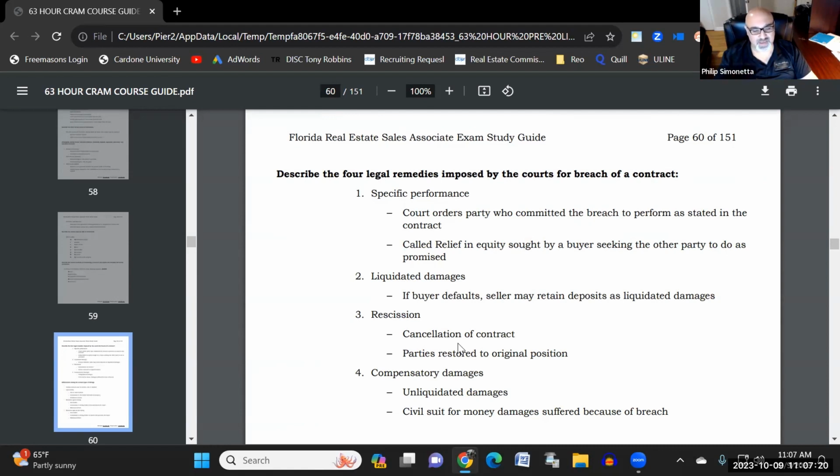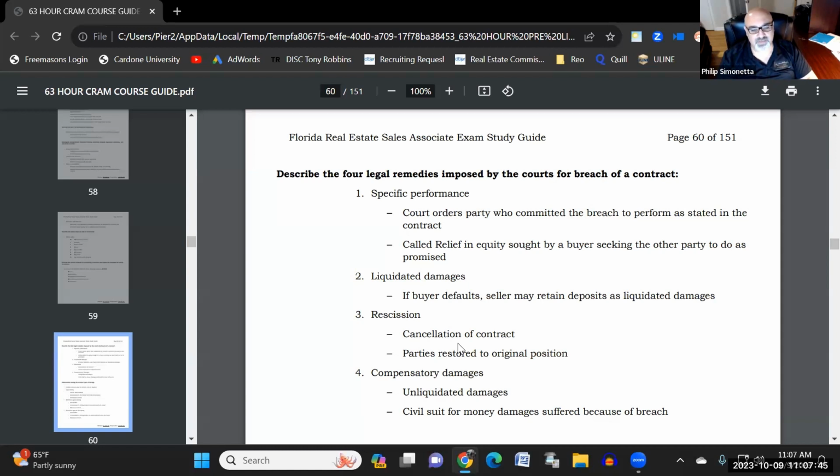So if the seller says, hey, I'm not selling it, too bad, the buyer can take them to court, and the court can have them confine it and order specific performance. And then they have to do what they said. Liquidated damages. If a buyer defaults, the seller may retain the deposits as liquidated damages. Right? So liquidated damages are just that. You can't get any more, just that.